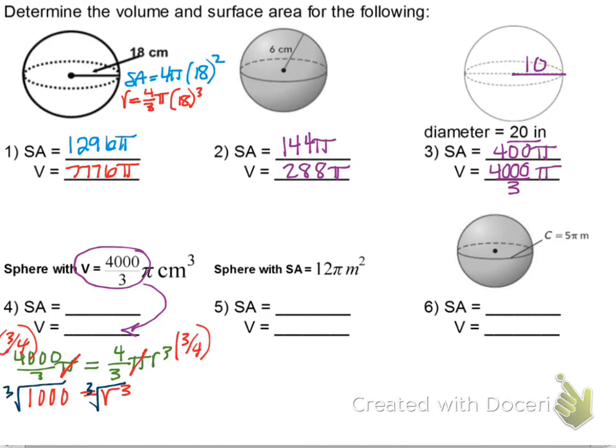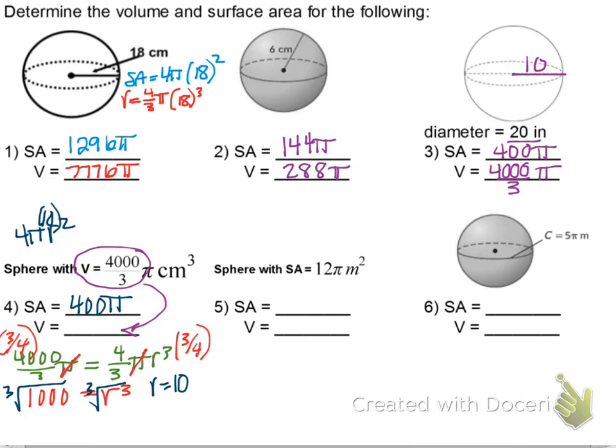Okay, so we're trying to figure out what times itself 3 times is 1,000. So there is a button in the calculator for that. If you hit math, and then you hit number 4, it's the cubed root, and then you just type in 1,000, and then you would see that the cubed root is 10. So that means 10 times 10 times 10 is 1,000. Okay, so that's our r. Now we can get our surface area. So surface area was 4 pi r squared. So that's 10 squared is 100 times 4 is 400. So our surface area is 400 pi.